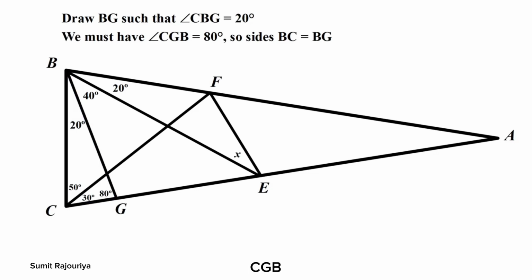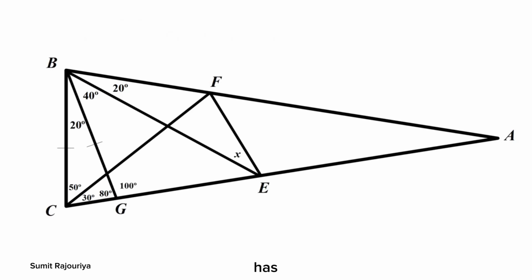Now, angle CGB is equal to 80 degrees, but also angle GCB is equal to 80 degrees. So we have an isosceles triangle where we have 2 equal angles. Therefore, the sides opposite those equal angles are equal to each other. We have BC equal to BG. Now we know angle CGB is equal to 80 degrees, so angle BGE we can figure out has to be equal to 100 degrees because a straight line always adds up to 180 degrees.